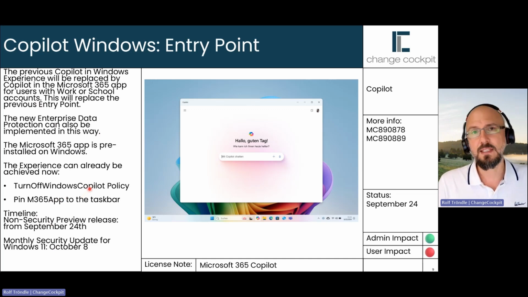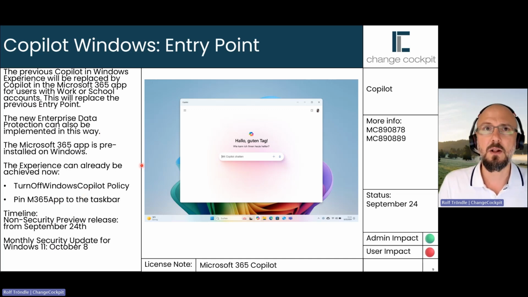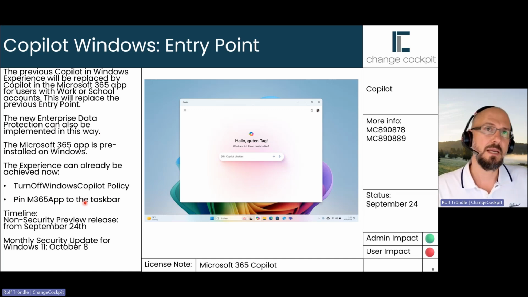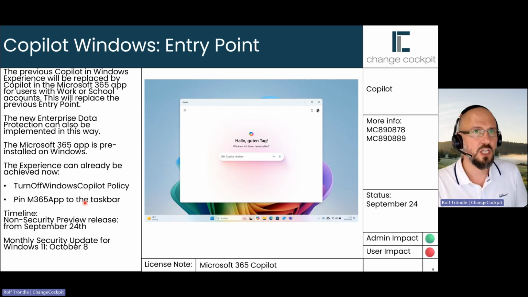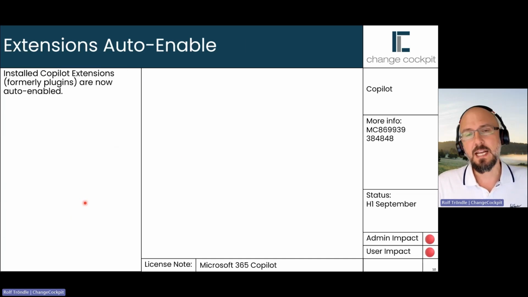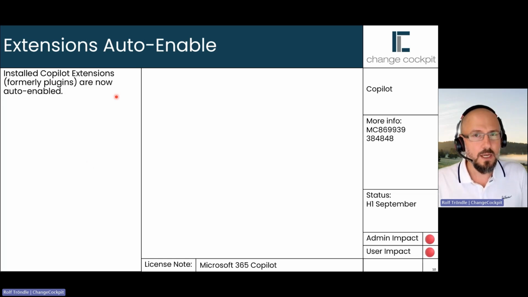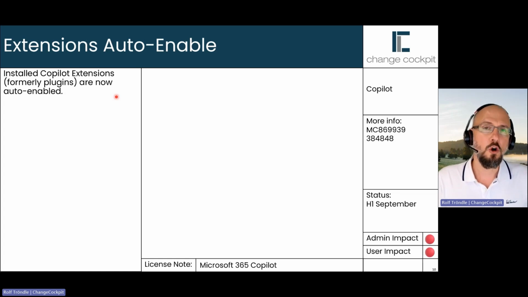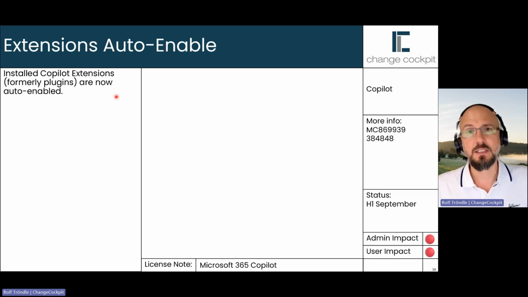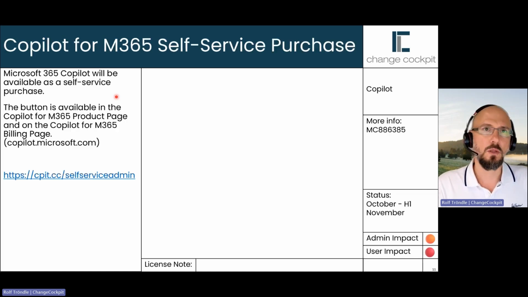So, if you want to have this experience already now, then you just turn on the Turn off Windows Copilot policy in conjunction with Pin Microsoft 365 app to the taskbar, and then you have the same experience as after the rollout of this change. Then Copilot extensions, which are installed but not enabled, will now be enabled by default. These were formerly called Copilot plugins and are now Copilot extensions. So let's say you have the web search extension installed to get web search results in Copilot chat, but disabled, this will now be enabled by default.